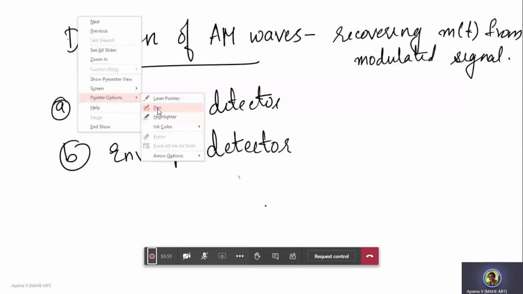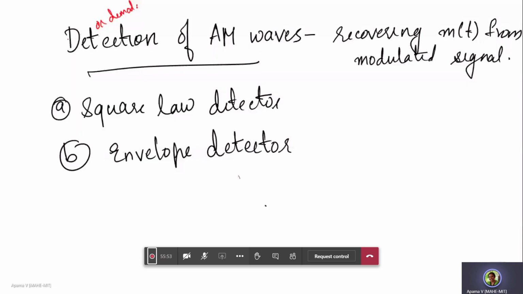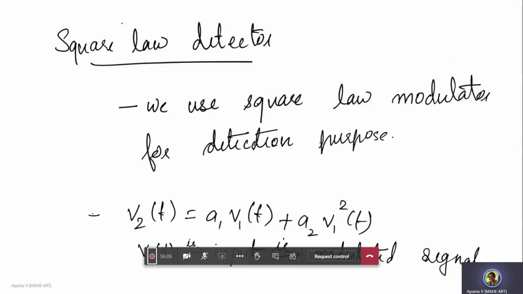Or demodulation. So you have again two circuits, the square law detector and the envelope detector. The square law detector is actually the same as the square law modulator itself. Diode, you are passing it through a nonlinear device. The expression is the same.